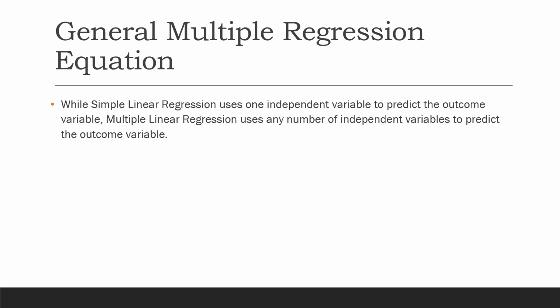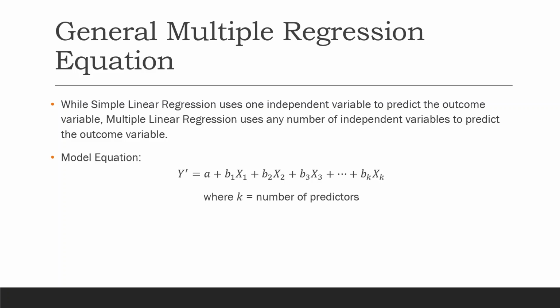Let's talk about the general multiple regression equation, right? While simple linear regression uses just one predictor, one independent variable to predict your outcome variable, multiple linear regression uses any number of predictors to predict the outcome variable. And so our equation can be different sizes. I just have a general multiple regression equation here. It looks very similar to the equation that we saw when we had simple linear regression. It's just that we have more terms with more variables x, right?